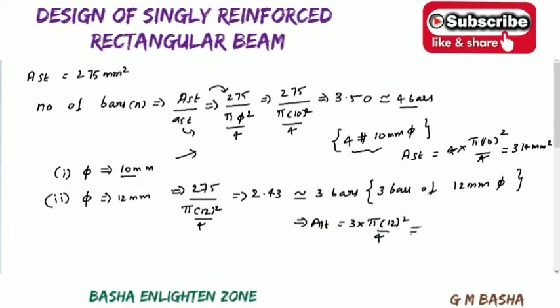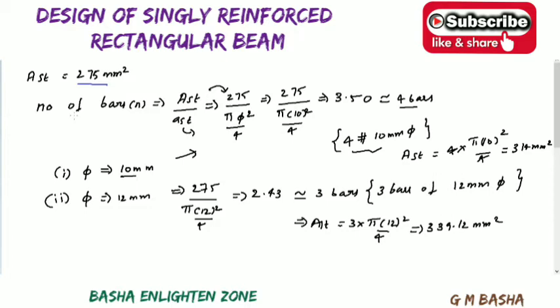So simplify that one, you will get 3 by 4 into pi 12 square, which is 144. So if you simplify, you will get 339.12 mm square. So here your area of the steel will be 275, and here we are choosing the number of bars to provide in a particular beam.